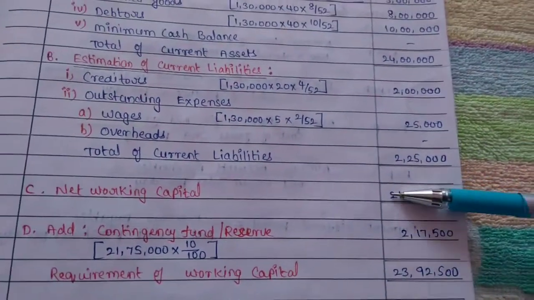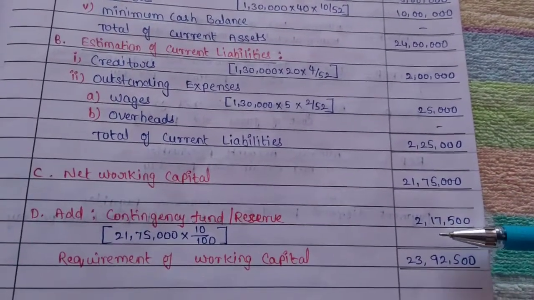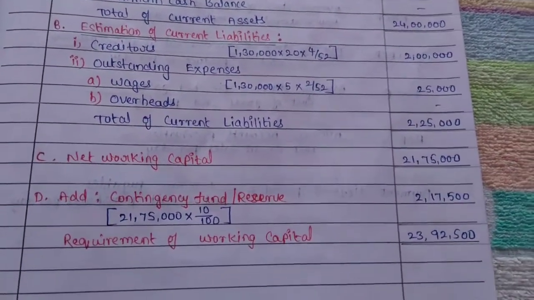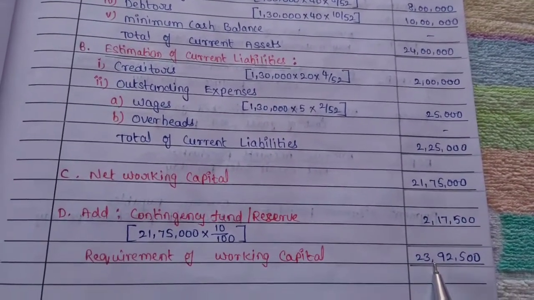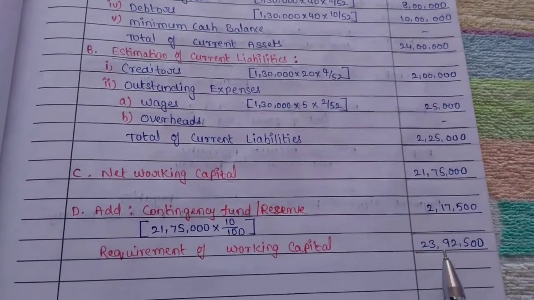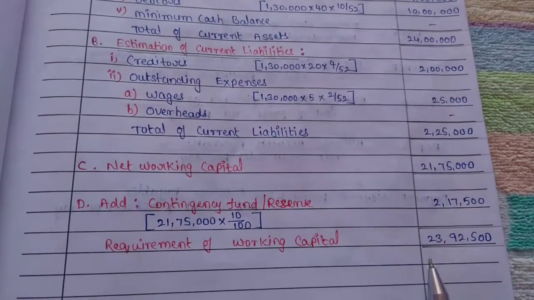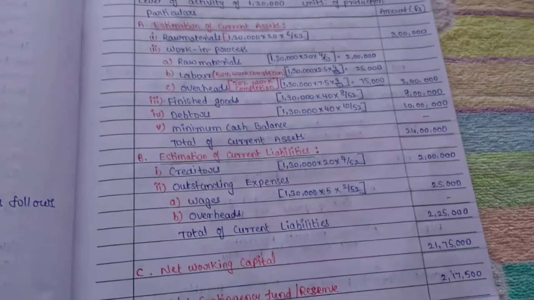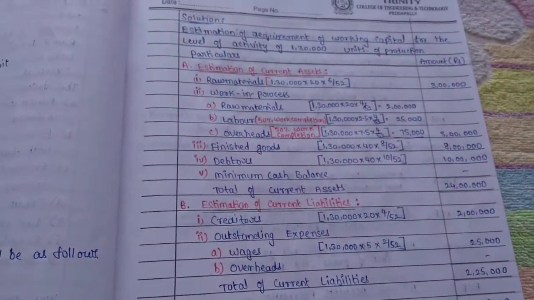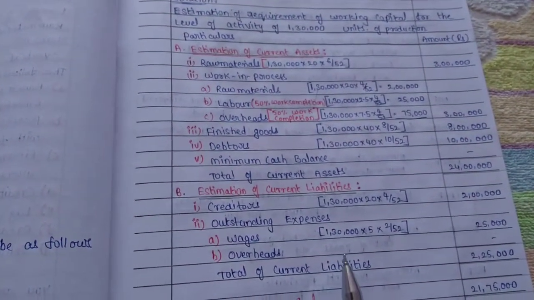That means 21,75,000 plus 2,17,500, that is equal to 23,92,500. Now here the requirement of working capital is 23,92,500 for the level of activity of 1,30,000 units.